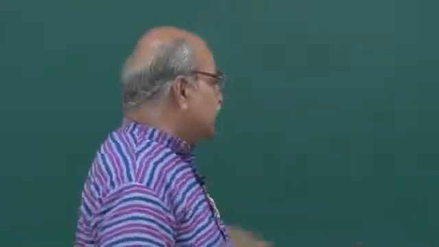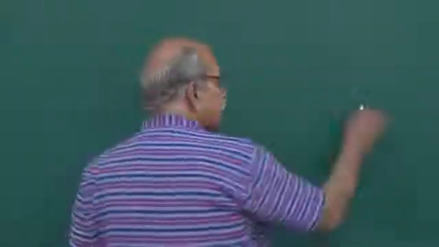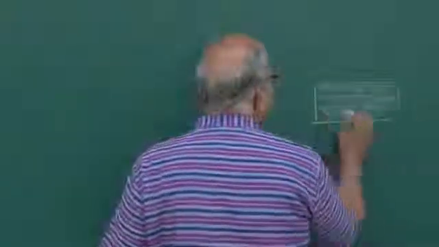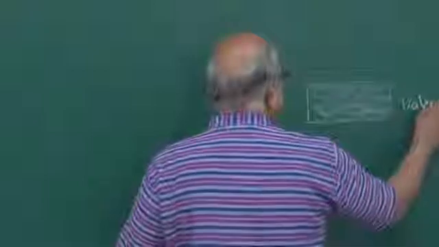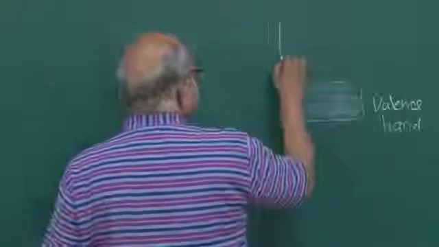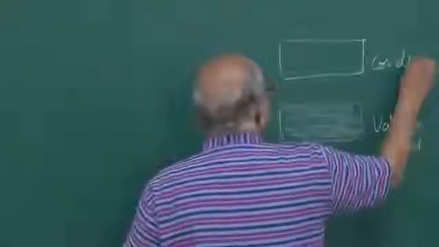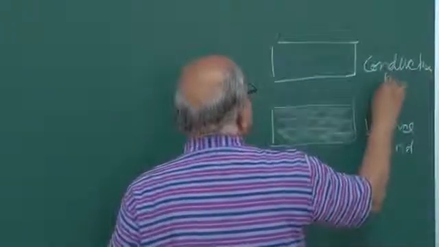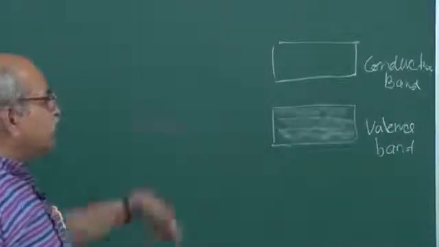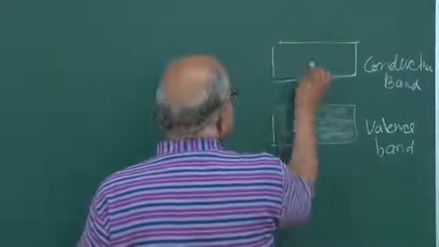One in which you have filled bands. The highest filled band, which we called the valence band. And then next is the conduction band, which is not completely filled. It can be completely empty or it can be partially filled. So one variety is where it is partially filled.